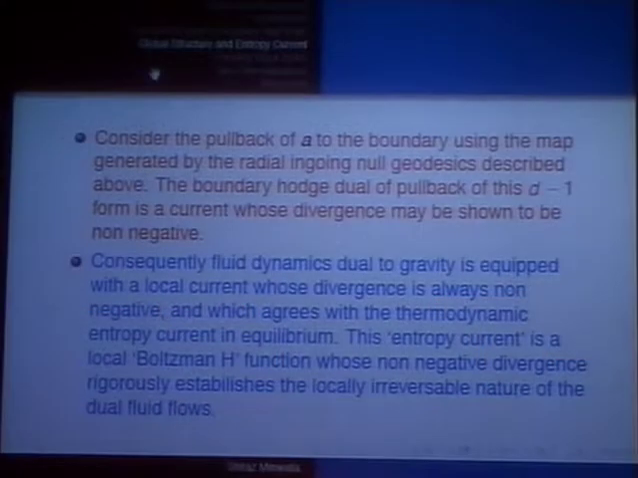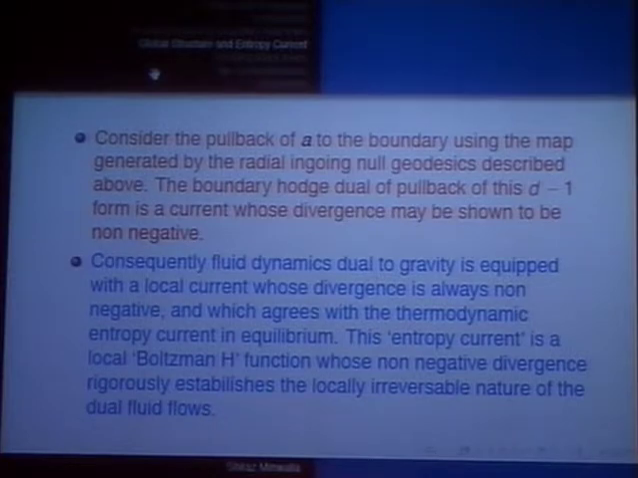I don't have the time to spell out the details of all of this, but basically, we know the event horizon, so we can define an area form on the event horizon. Now, it's a sort of classical theorem of general relativity that this area increases locally. Okay? We can take the mathematical statement of this classic result of general relativity and pull it back to the boundary and use that to construct an entropy current on the boundary, an entropy current which has locally positive divergence. Okay? So this entropy current is a sort of local H function of our fluid dynamics.